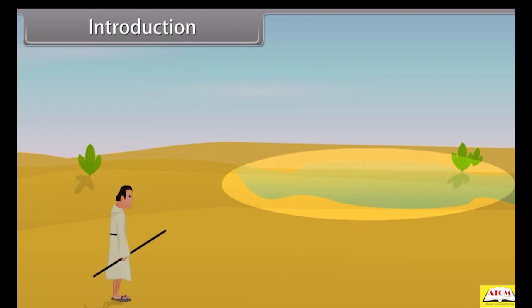It is an optical phenomenon that creates the illusion of water with inverted images of distant objects. So, throughout this module we learn reflection and refraction of light.